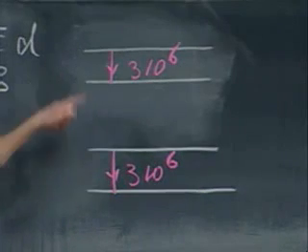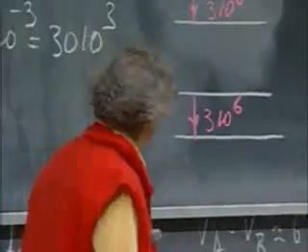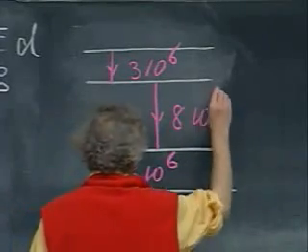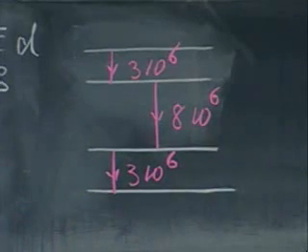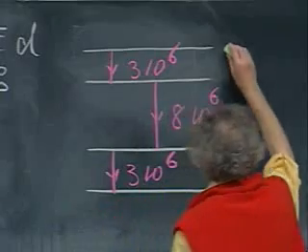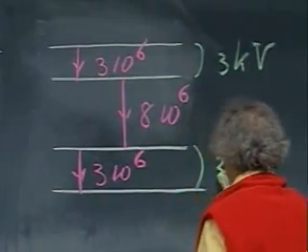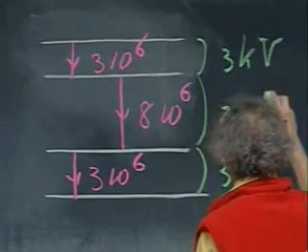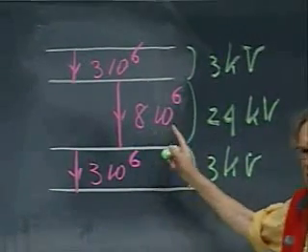But since I know that the potential difference between here and here must be 30 kilovolts, I can now immediately conclude that the electric field here is now 8 × 10^6 volts per meter. That is the only way that it adds up to 30 kilovolts, because the 3 million volts per meter gives me here 3 kilovolts. This here gives me 3 kilovolts. So now I need a potential difference here of 24 kilovolts. And that over 3 millimeters requires this field.